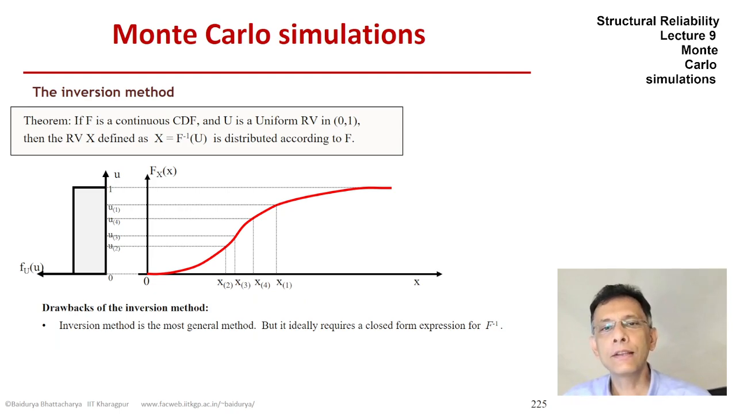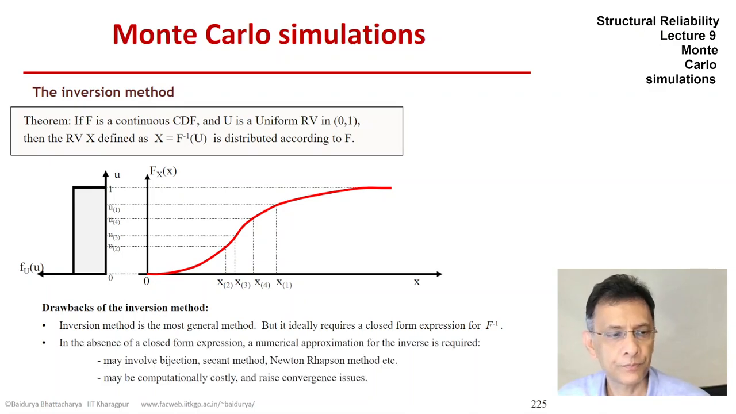Now, as I said, this is a very general method, but the only shortcoming is that it's ideal for those distributions that can be inverted in closed form, but there are many which are not invertible. For example, the most famous being the normal distribution. We can invert it numerically, but there's no closed form analytical expression for the normal inverse. We'll discuss generating normal samples later in this lecture.